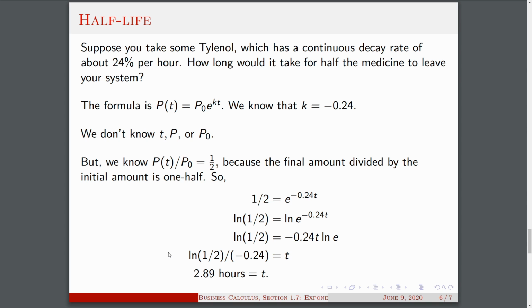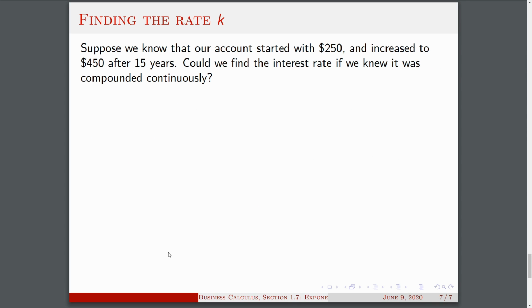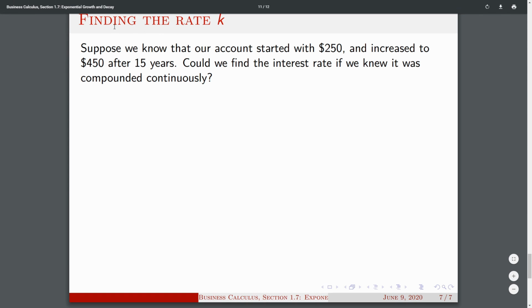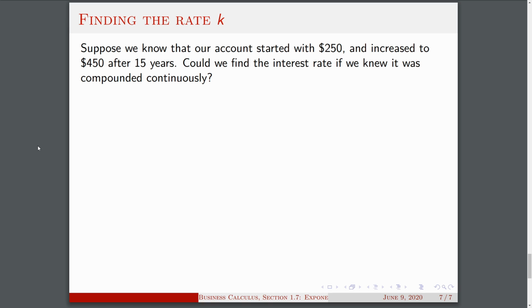Ready to move on to our last example for the day, or the video at least. So in this example, I tried to come up with an example where you know everything except the rate. We haven't actually seen an example like that where we know everything except the continuous decay rate or continuous growth rate. In this example we know everything but that, and let's see if we can figure it out.